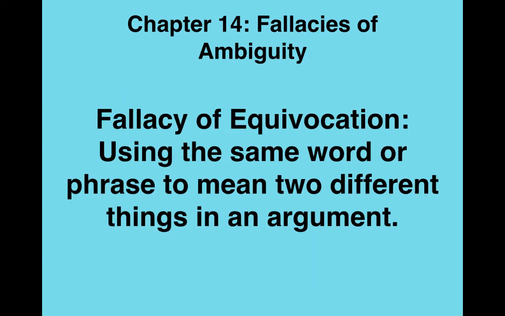There's just one fallacy that we're looking at in chapter 14 with respect to ambiguity, and that's the fallacy of equivocation. This fallacy occurs when we use the same word or phrase to mean two different things inside one argument.